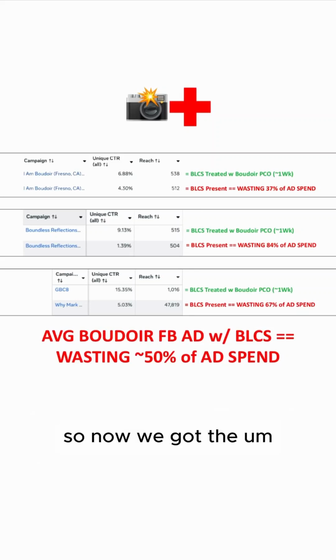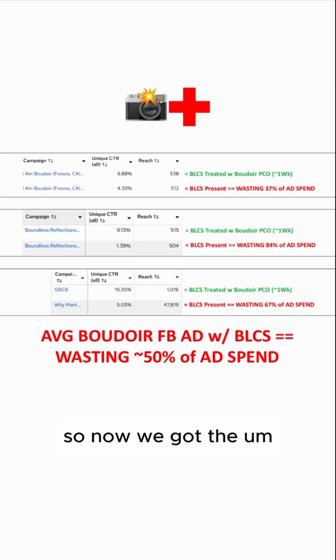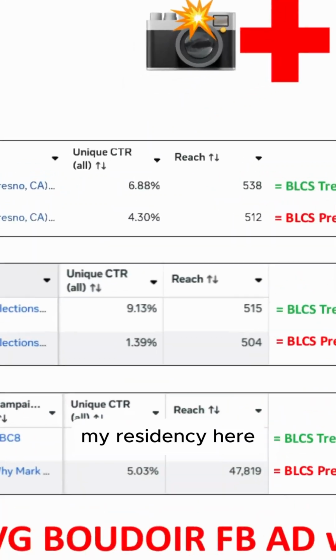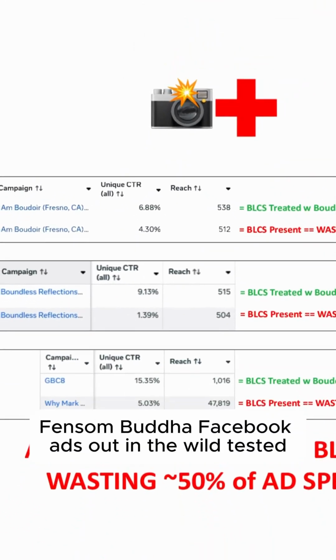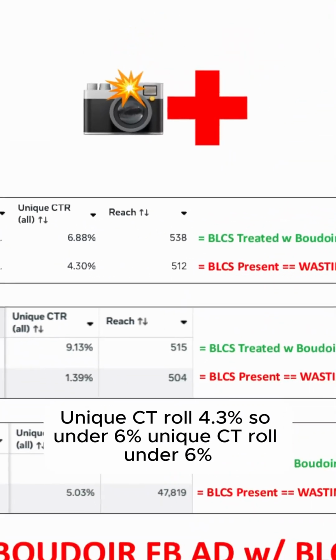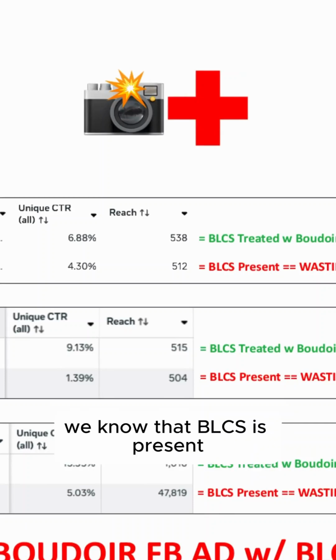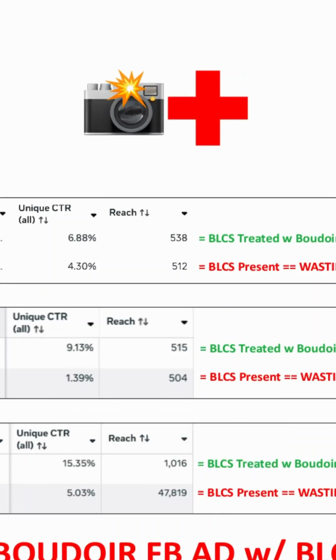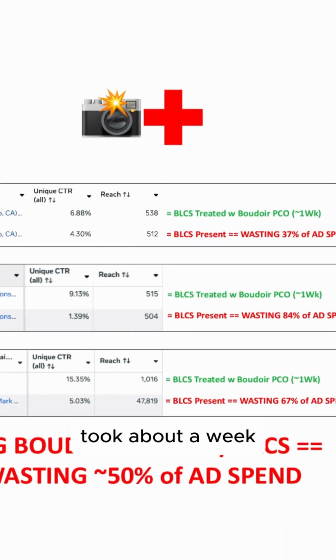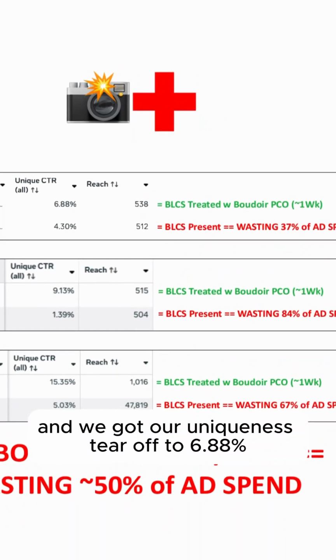So now for my residency. Found some Boudoir Facebook ads out in the wild. Tested the first one, brought it to the hospital. Unique CTR 4.3%, so under 6%. We know that BLCS is present. We duplicated it, treated with Boudoir Pico. Took about a week, and we got our unique CTR up to 6.88%.